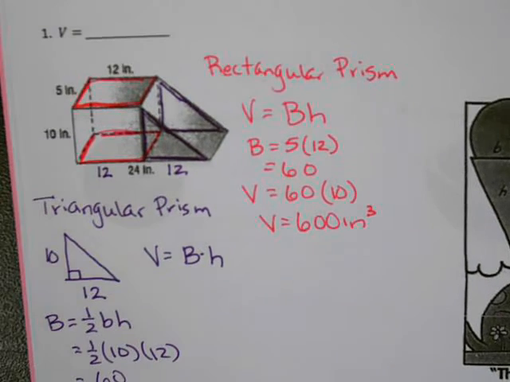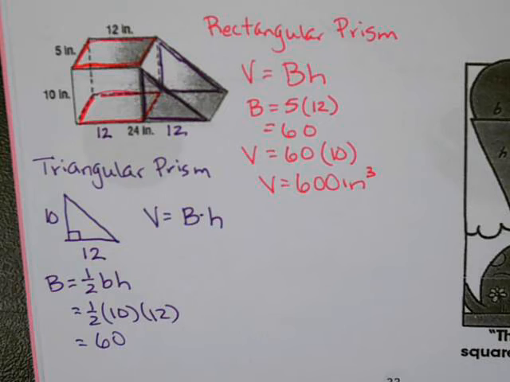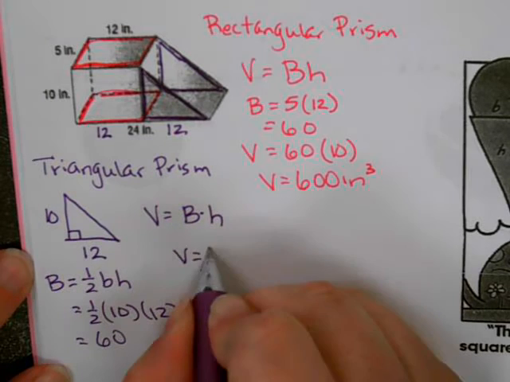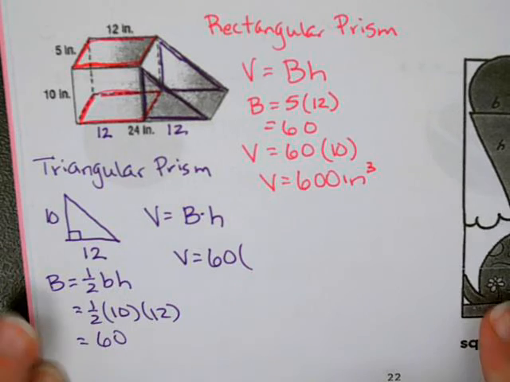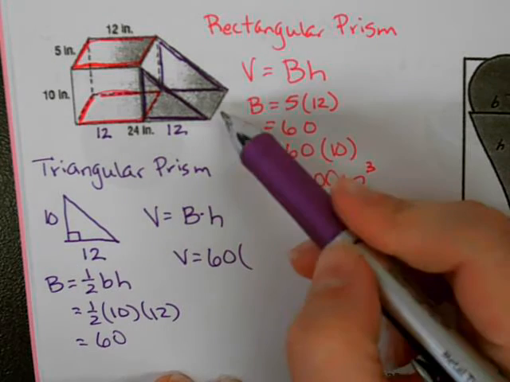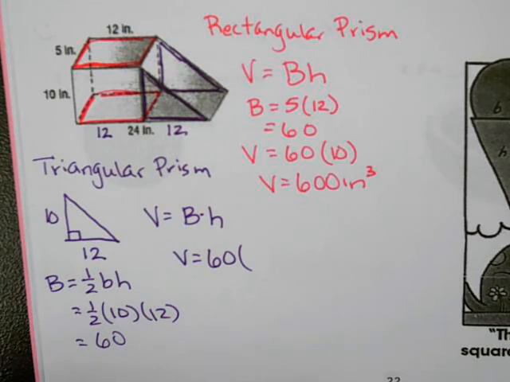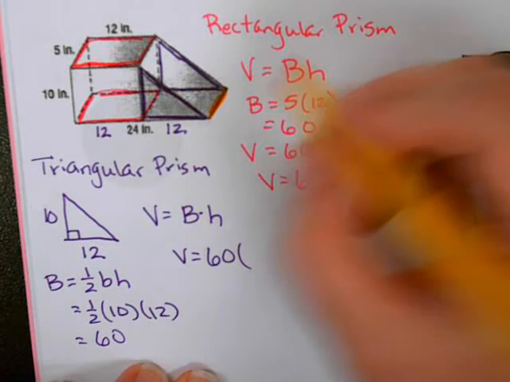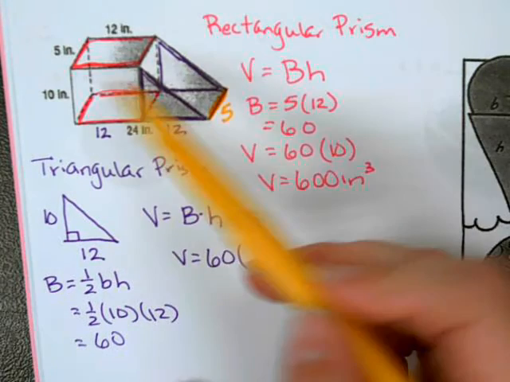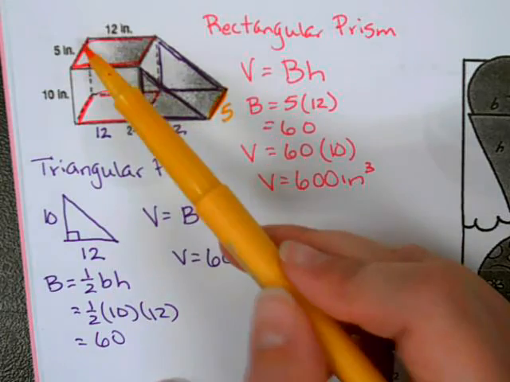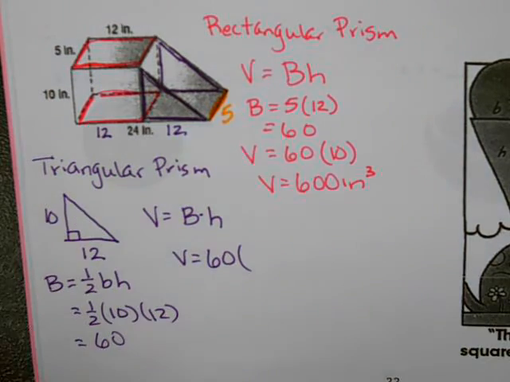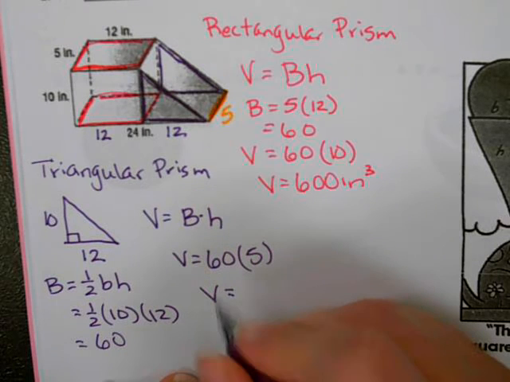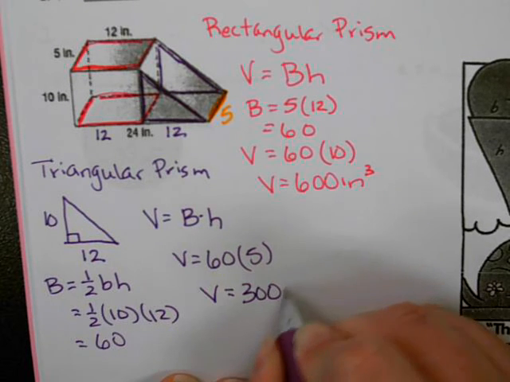And then, oops, you guys can't see, sorry. Then we need to plug that into here. So volume is going to be 60. And we need the height of the prism. So if we look at our picture again, the height has to be the distance between our two bases. So in this case, the distance between those two bases is right there. That's the 5 inches. It's the same as this one up here. Okay. So 60 times 5. We get our volume then to be 300 inches cubed.